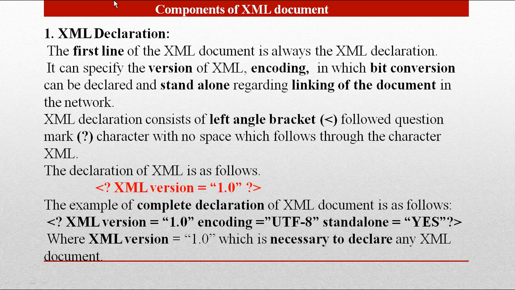The example of the complete declaration of the XML document is as follows: left angle bracket, question mark, xml version equal to 1.0, then encoding equal to UTF-8 and standalone equal to yes, and then question mark and right angle bracket. This is the proper syntax, where the XML version 1.0 is necessary to declare any XML document. It is compulsory. Encoding and standalone are allowed to be left out if you are not including them.